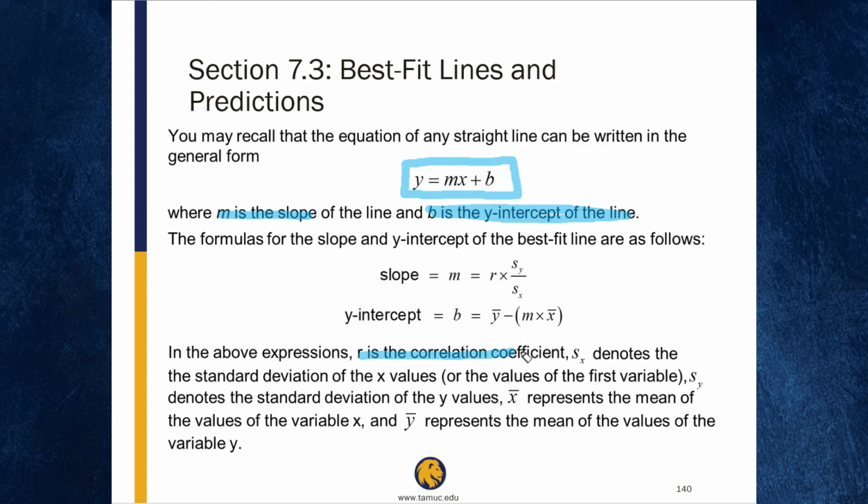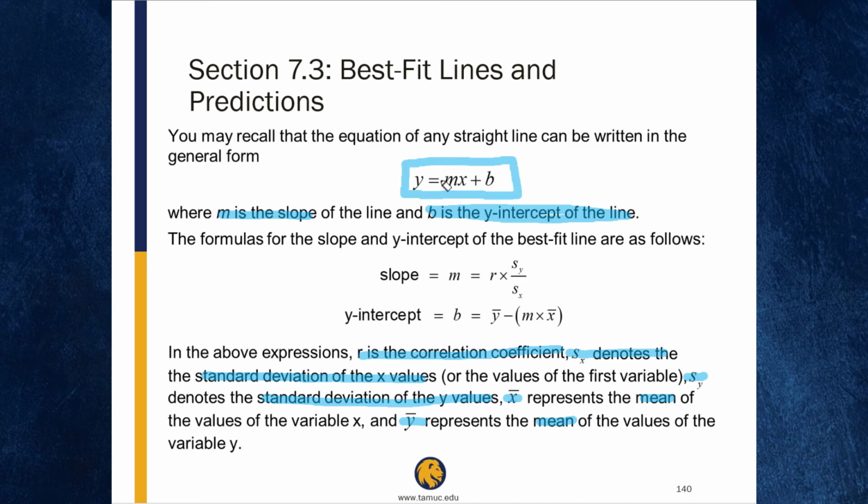R is the correlation coefficient. Sx denotes the standard deviation of the x values. Sy is going to denote the standard deviation of the y values. X bar is the mean of the x values, and y bar represents the mean of the y values. Using this, we can calculate m and b, and m and b are going to give us the equation for the straight line, which turns into the best fit line for the scatter plot.